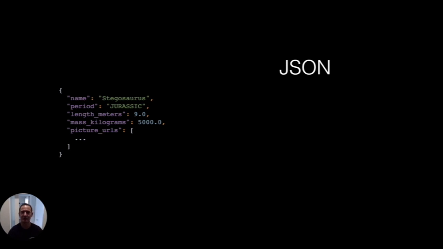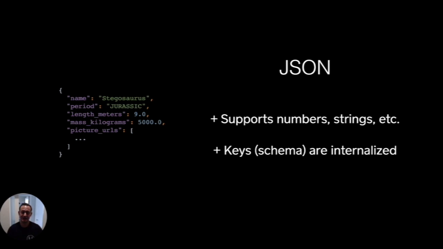And JSON actually is pretty great. First of all, JSON supports a large range of different data types that different programming languages use, such as numbers, strings, arrays, and complex objects. Second, JSON internalizes its schema. You can see that the keys, or the field names, are added to the message itself. So it makes it pretty easy to map the data in the JSON to a class or struct to populate the data. This is pretty cool, right?